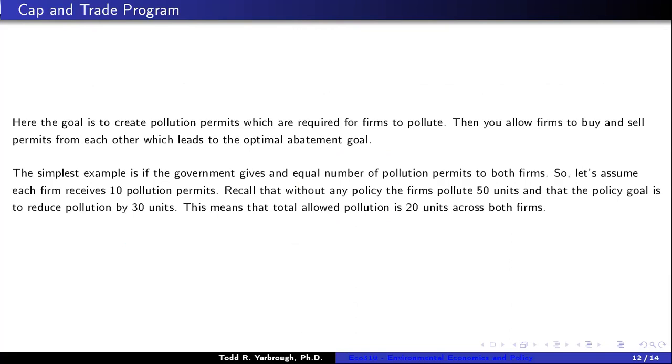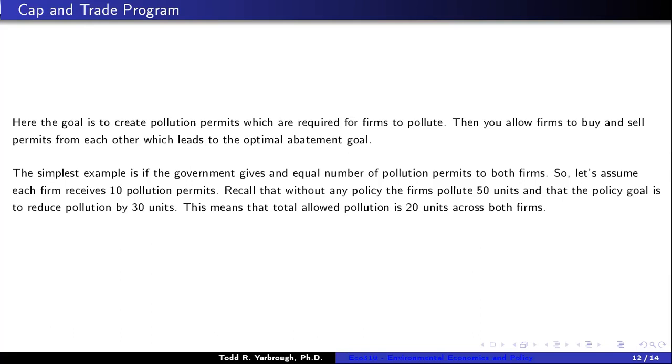And so what the government does is distribute pollution permits to firms, and then allow firms to buy and sell pollution permits from each other. And the idea is that the natural differences in abatement costs across the two firms will also be reflected in those firms' willingness to buy and sell pollution permits.